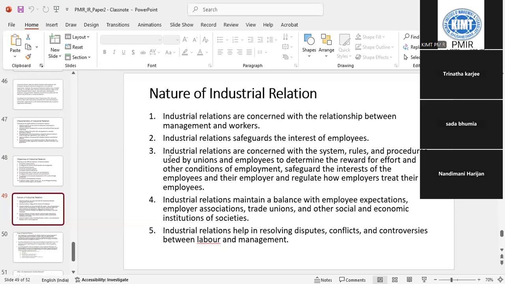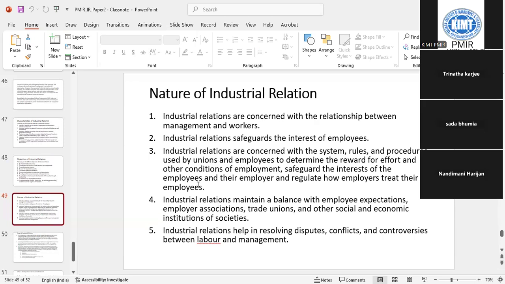Most of the times you see the same words written in a different language. Industrial relations are concerned with the system, rules, and procedure used by the unions and employees to determine the reward for effort between employees and their employer, and regulate how employers treat their employees. Industrial relationship maintains a balance with employees' expectations, employers' association, trade unions, and others. This is a point you can write.